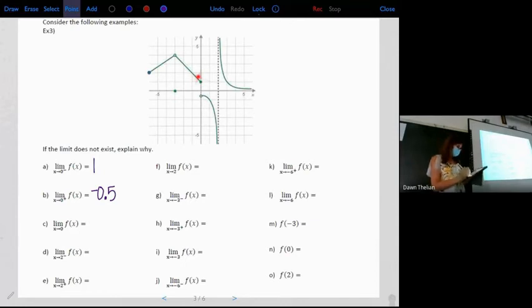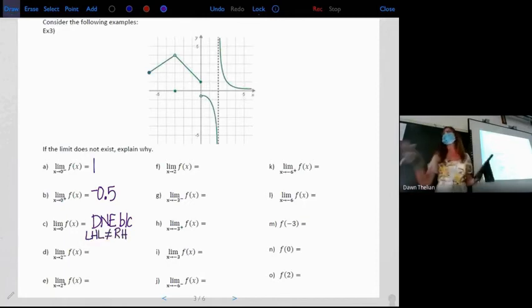So the limit as we approach 0 with no direction means from two sides, this one does not exist. And it asks us to explain why. So let's say because, and we'll abbreviate, left-hand limit does not equal right-hand limit. You could say because there's a jump or a break in the graph, but this is kind of a nice, concise way that's acceptable to say.